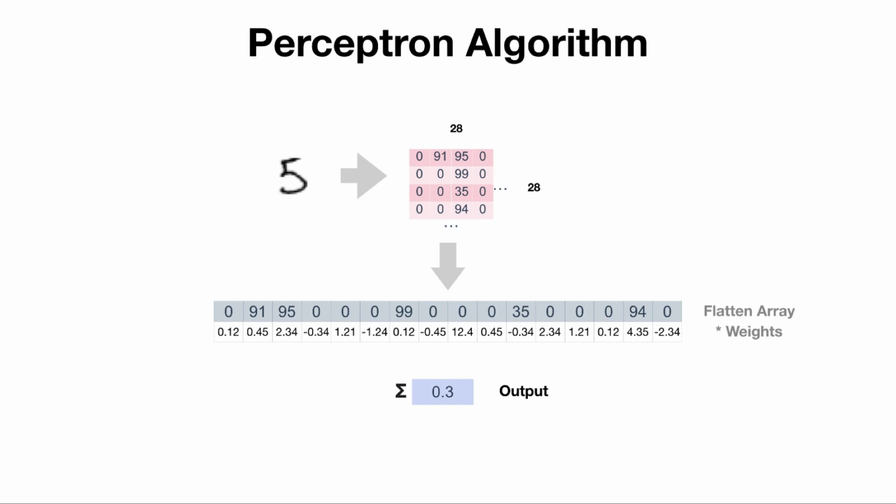Sometimes we apply what's called an activation function to the output, but we actually don't need to worry about that now. And then finally, we can interpret the output number however we want, but in this case, we've agreed that we're going to say a 1 means that the output is a 5, and a 0 means that the output is not a 5.